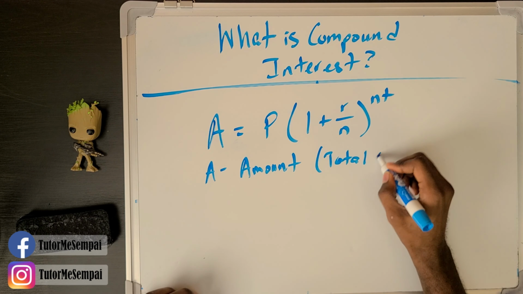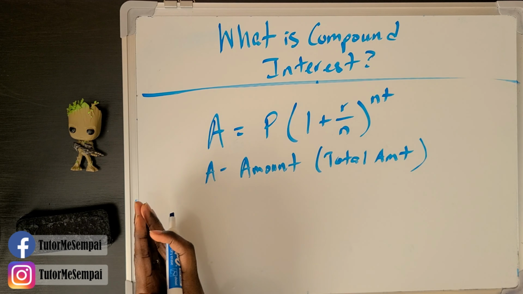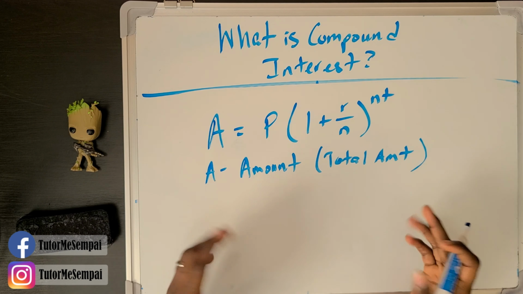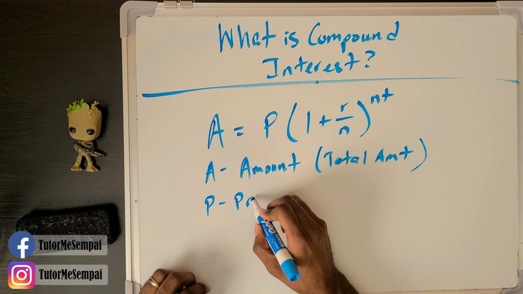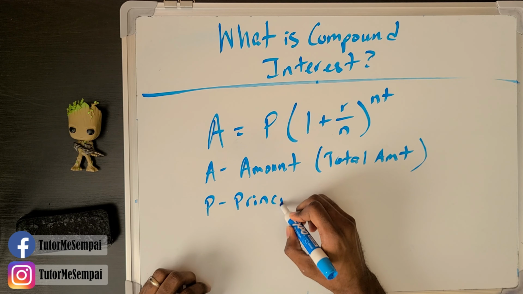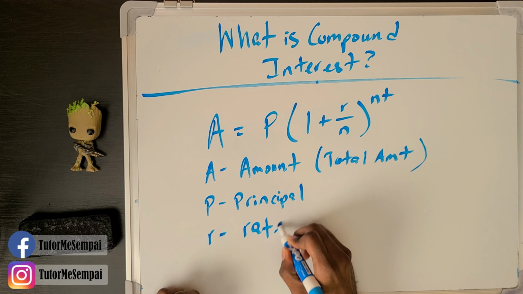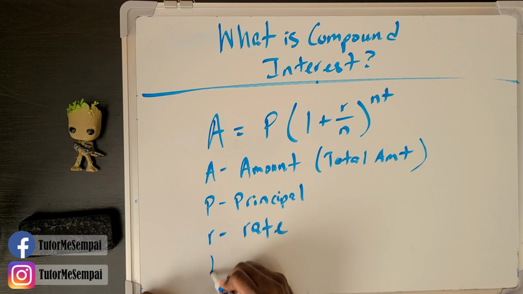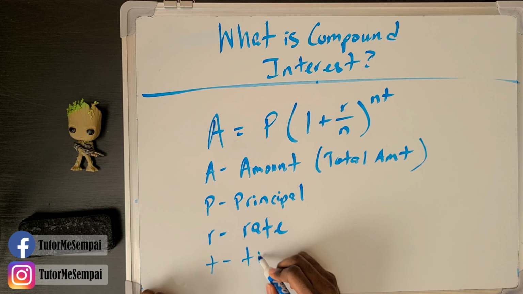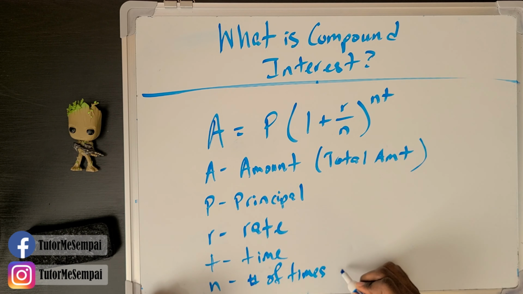Total amount. That's everything in your account, your initial principal plus all the interest that you've gotten. This is the total amount. P is going to be your principal, just like simple interest. R is going to be your rate, your interest rate that they're offering at that bank or whatever establishment it is. T is going to be time, just like it was previously. And now you have N, which is going to be the number of times interest is compounded.